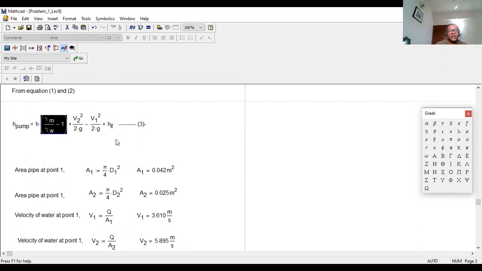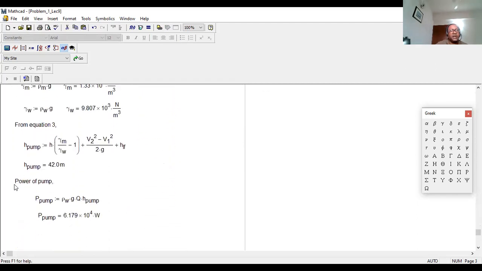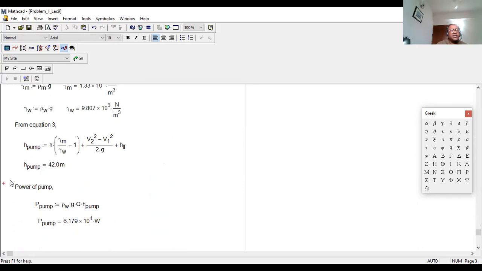Then you put all the values in this equation, and you will get the H pump. So H pump we are getting 42 meter. Then you get the power of the pump, rho G Q H pump. Just put all the values over here, you get the power of the pump. Then you can convert it into kilowatt. Okay.